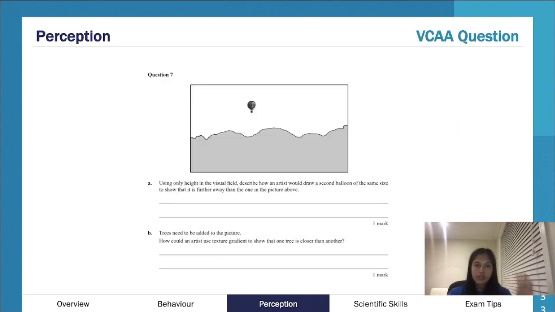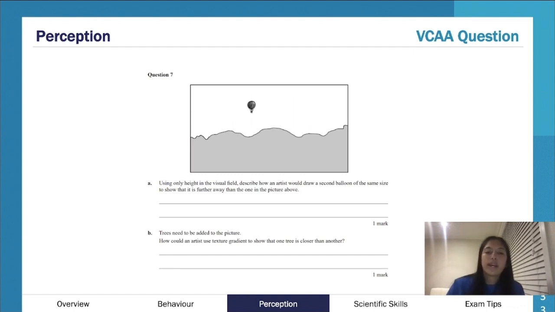Okay, so here is a question using some of the monocular depth cues that we discussed. Using only height in the visual field, describe how an artist would draw a second balloon of the same size to show that it is further away than the one in the picture above. So thinking about that, we'll look at the answer on the next page. Trees need to be added to the picture. How could an artist use texture gradient to show that one tree is closer than another?